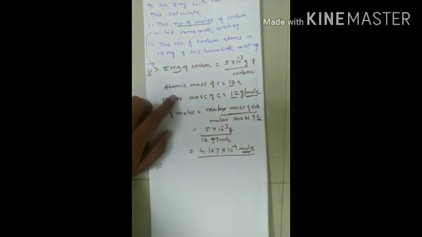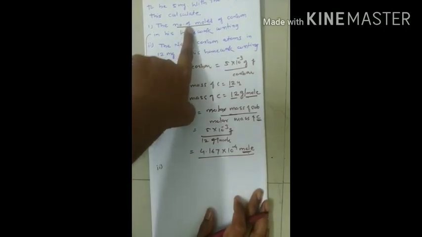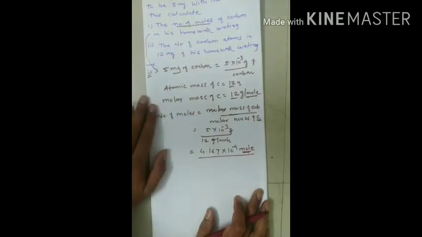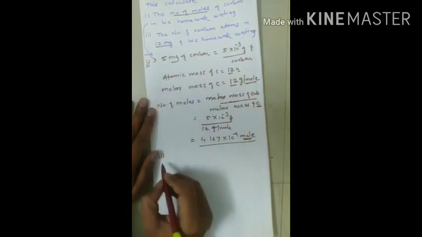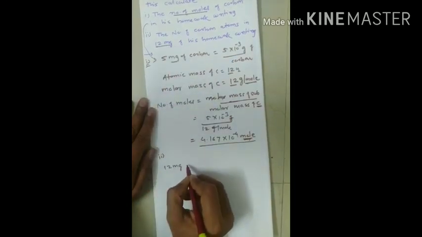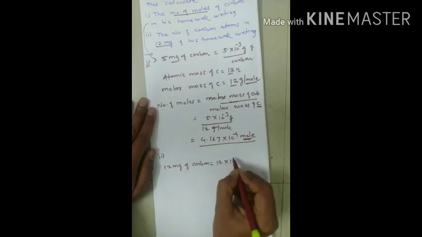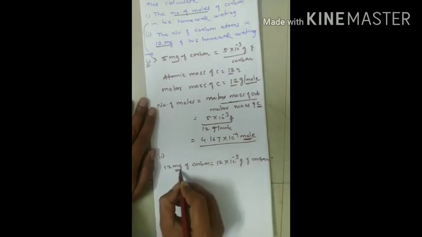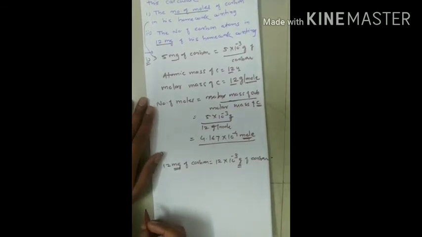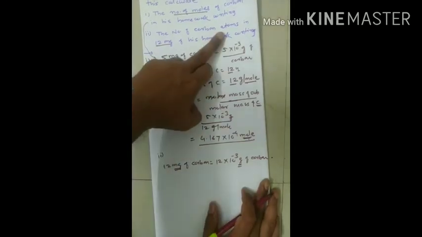Here the thing we have to calculate is the number of carbon atoms, so in that case we have to calculate the number of moles first. Here also the mass is different. 12 milligram of carbon is given, which means 12 into 10 raised to minus 3 gram of carbon. We have to convert this milligram into gram first.